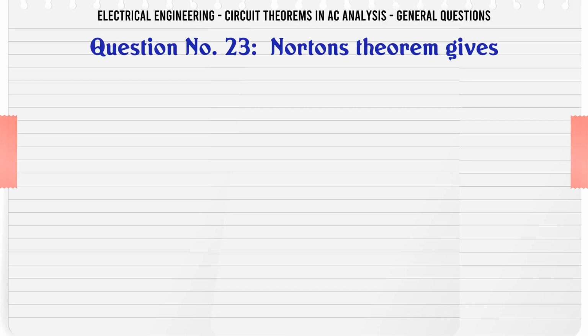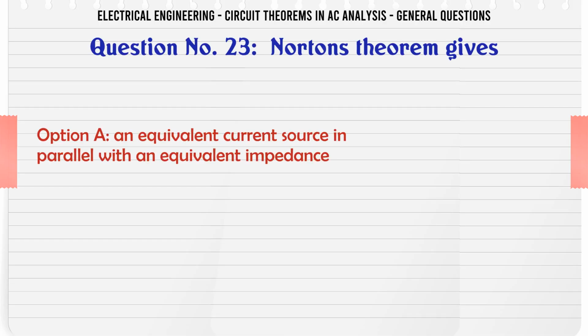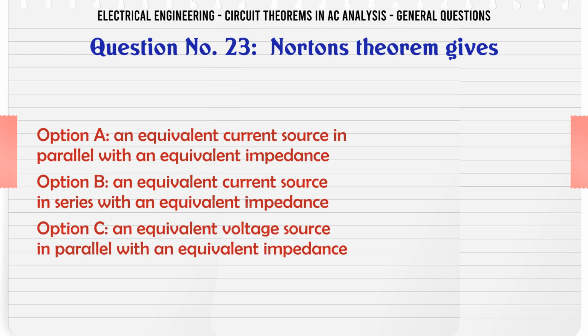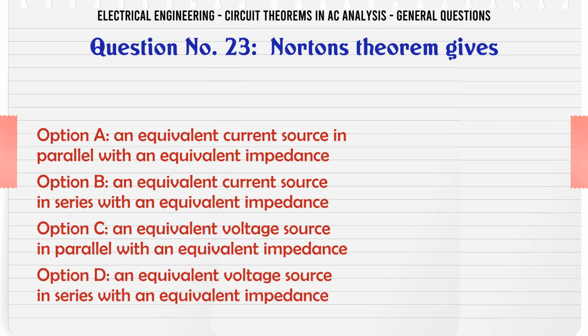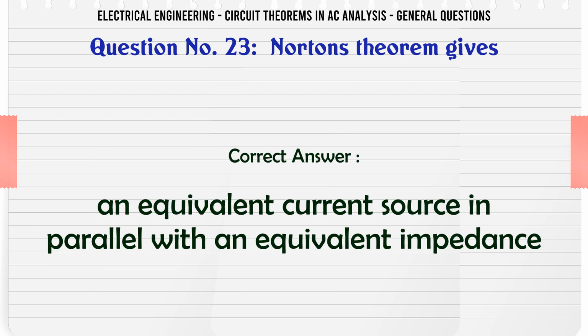Norton's theorem gives: A, an equivalent current source in parallel with an equivalent impedance. B, an equivalent current source in series with an equivalent impedance. C, an equivalent voltage source in parallel with an equivalent impedance. D, an equivalent voltage source in series with an equivalent impedance. The correct answer is an equivalent current source in parallel with an equivalent impedance.